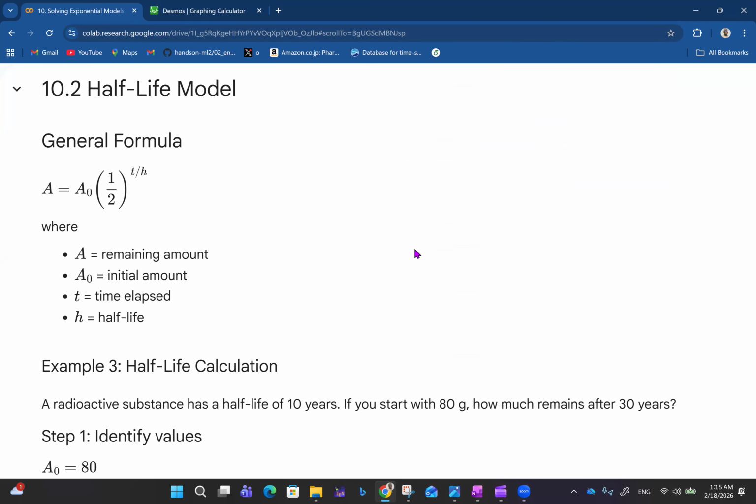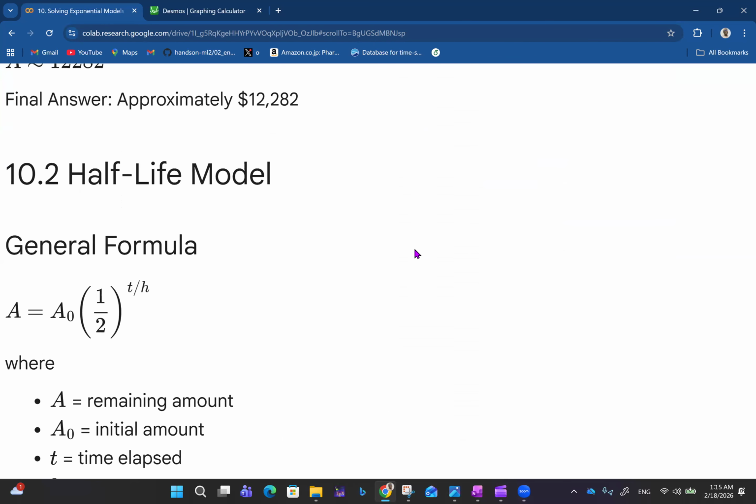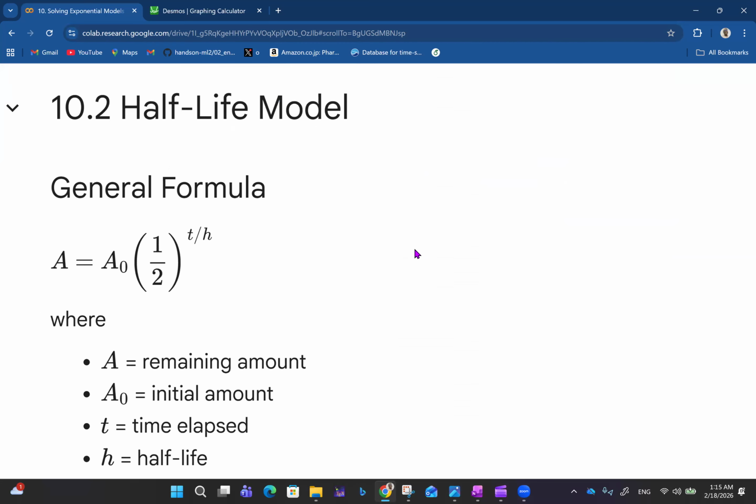So then we talk about the half-life model. We have that coming up when you talk about radioactivity in chemistry or physics. So the general formula for half-life is something like this. You have A, so you can see it bears a bit of resemblance to that growth and decay model, except for a bit of difference here and there. So you have A equal to A naught. That's the initial amount as usual. A is now the remaining amount because it is half-life we're talking about. So you now have half raised to power T over H. Now you see this half raised to power T over H is more like, what's that thing called?